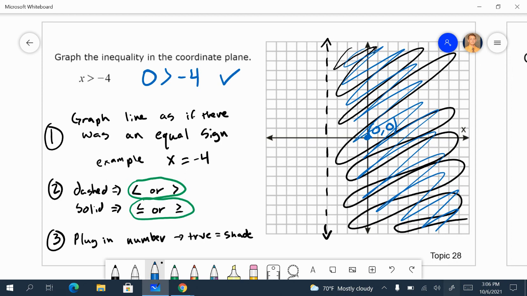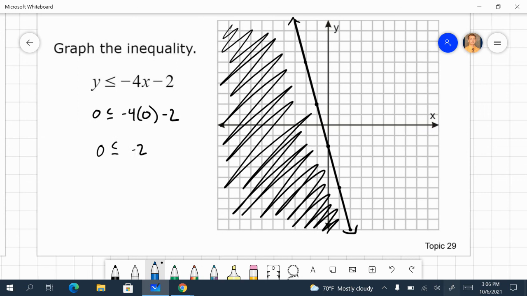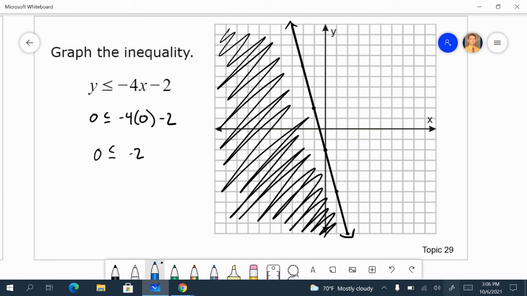Let's go to another example. Topic 29. If you skipped topic 28, make sure you're watching topic 28. Next, it says draw the inequality. We're going to draw this as if it was just an equal sign. If I do that, this is the line that you would get. I'm not going to go over that. Hopefully we know how to graph a linear equation like that now.